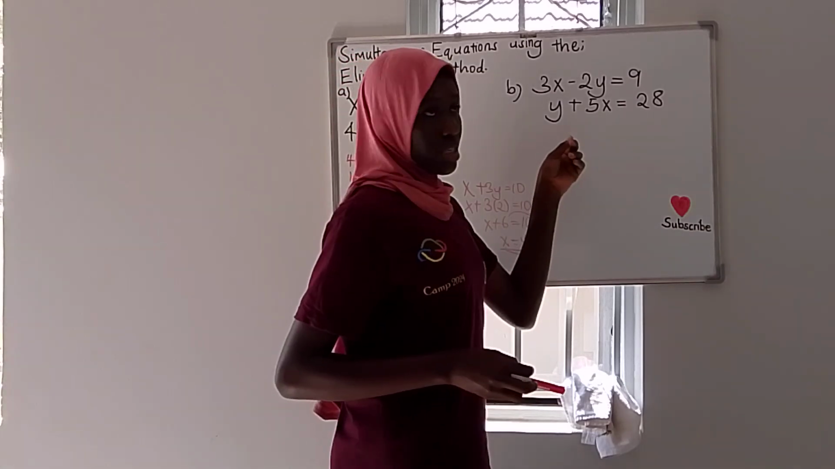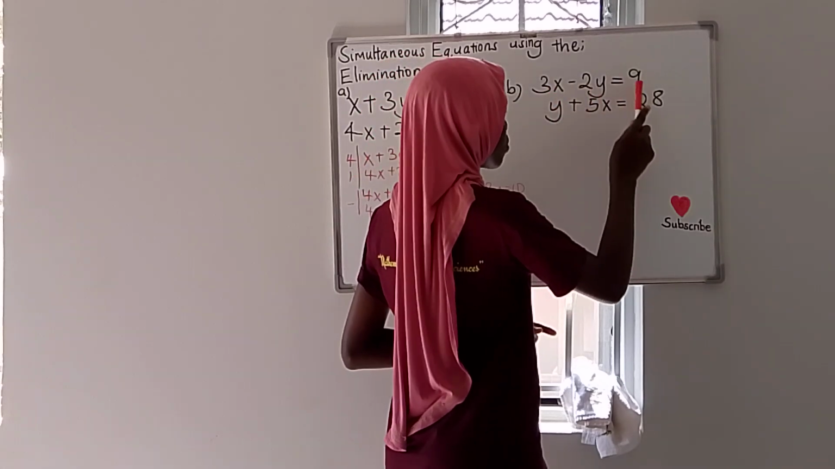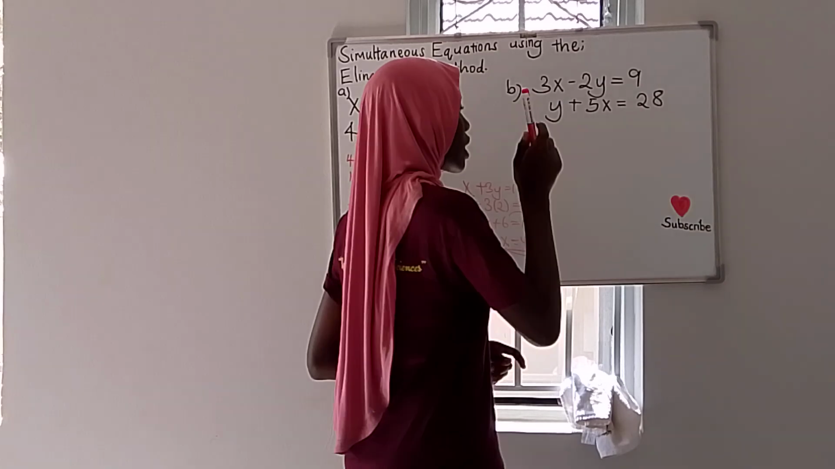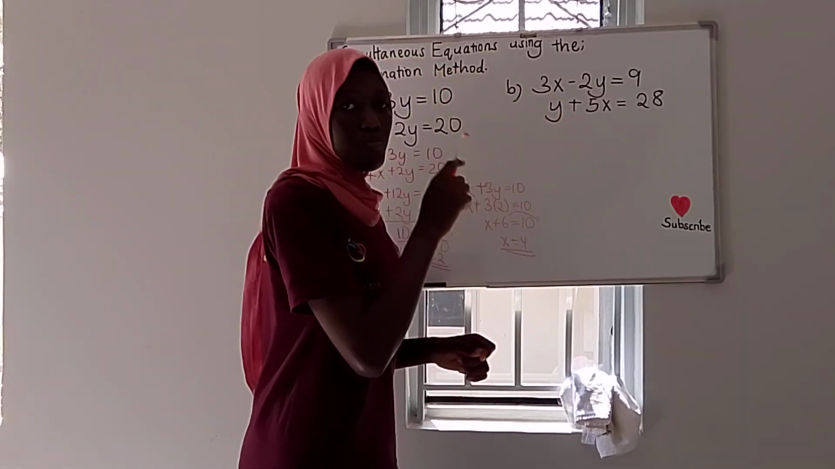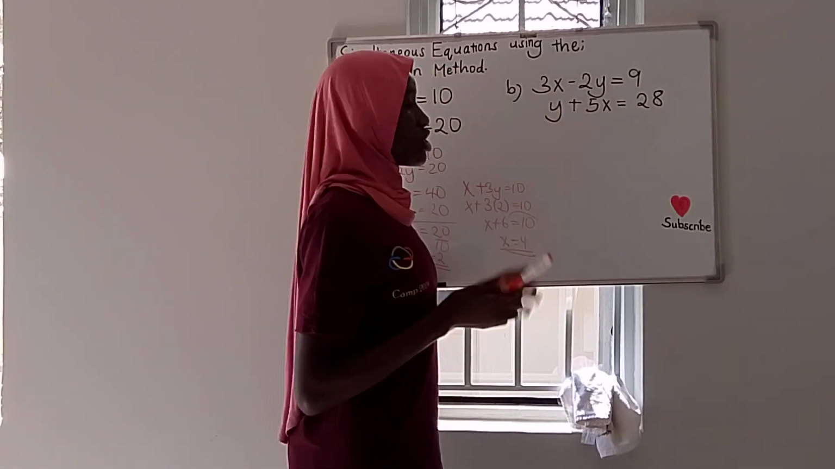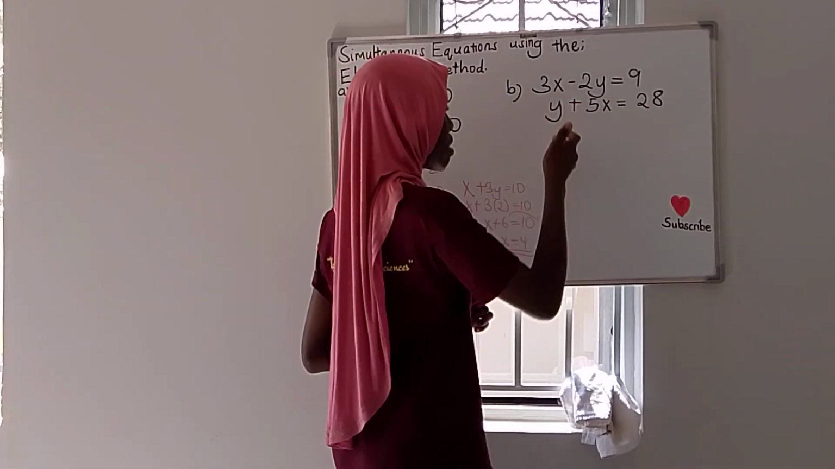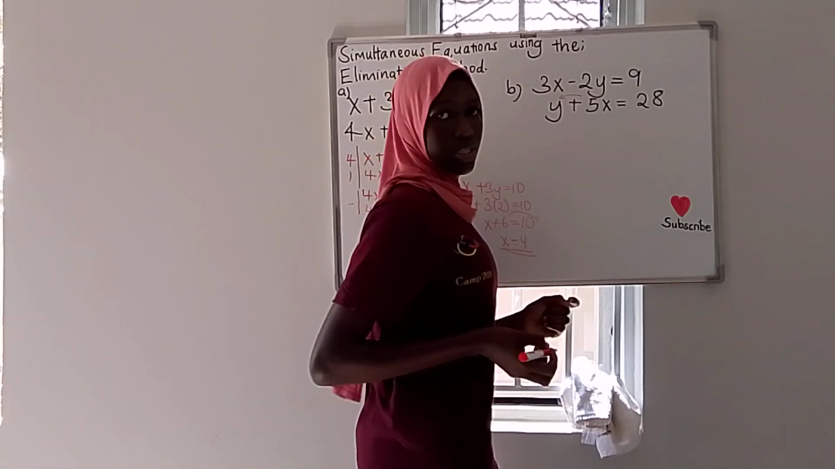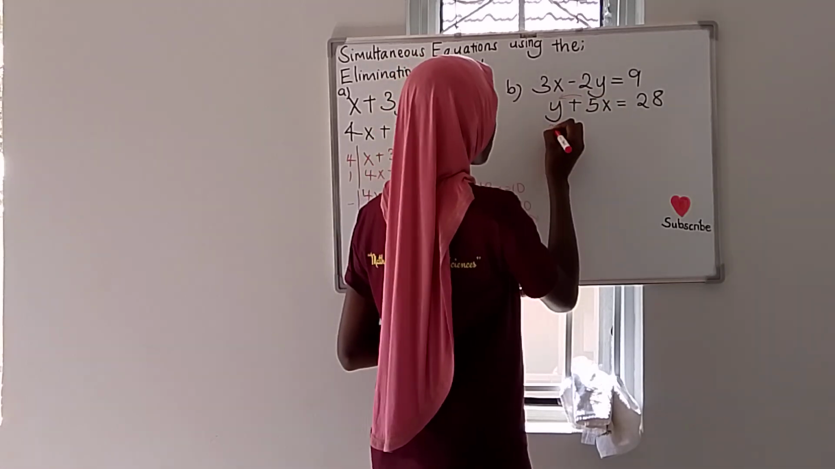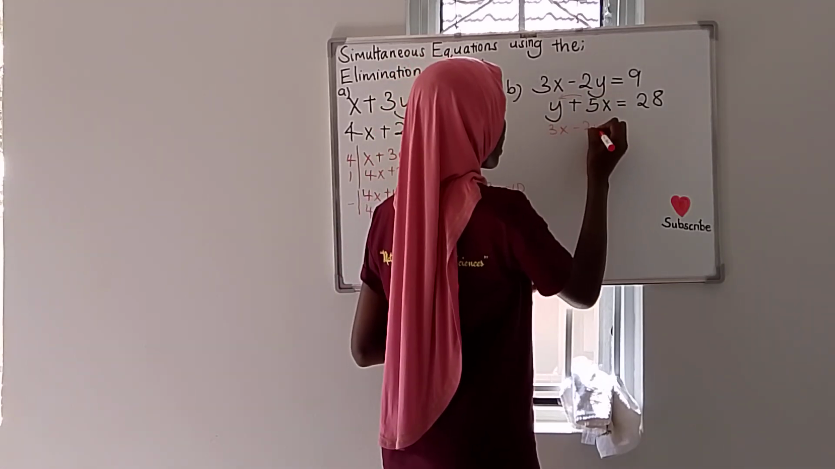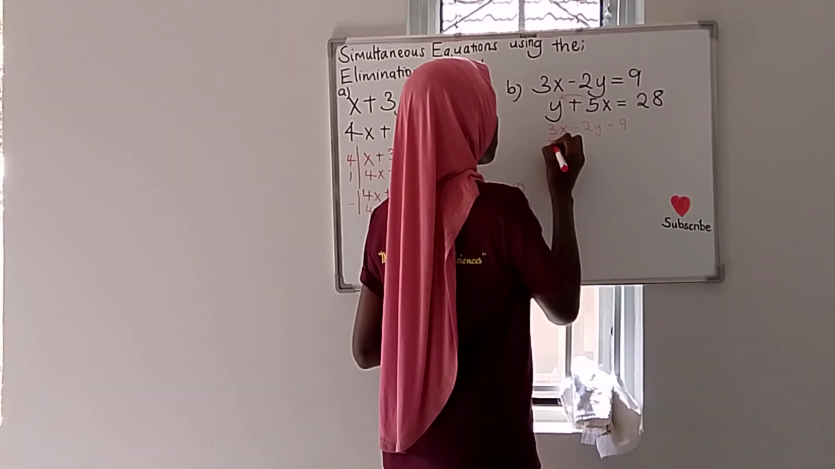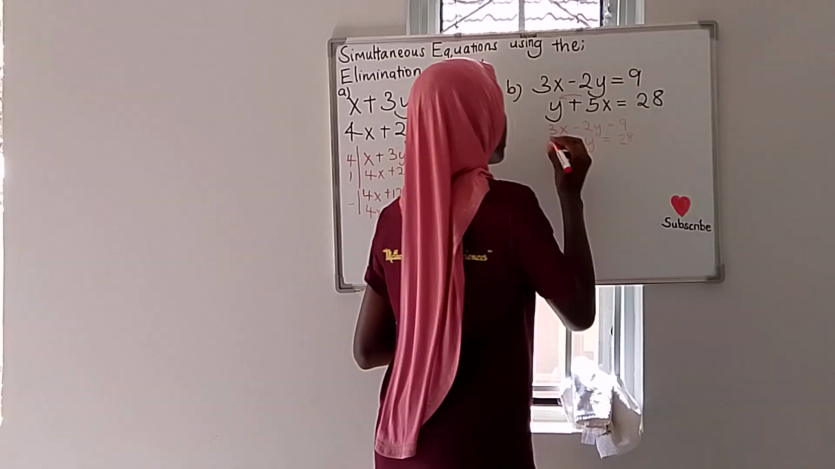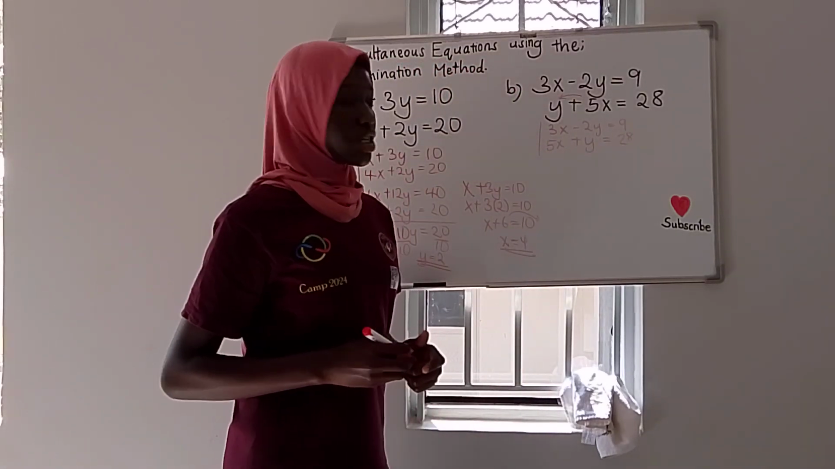If we look at the second example, we have 3x minus 2y equals 9, y plus 5x equals 28. We cannot carry out elimination here before we interchange and make sure that both variables are on the same side of the equation. So we shall take 5x to this side. So we shall have 3x minus 2y is equal to 9, 5x plus y is equal to 28. Here we can now apply the elimination.